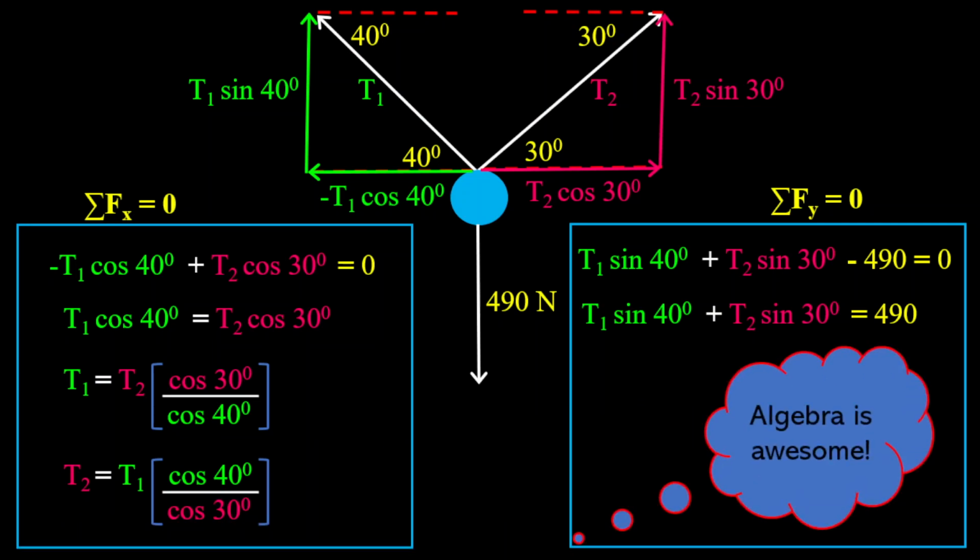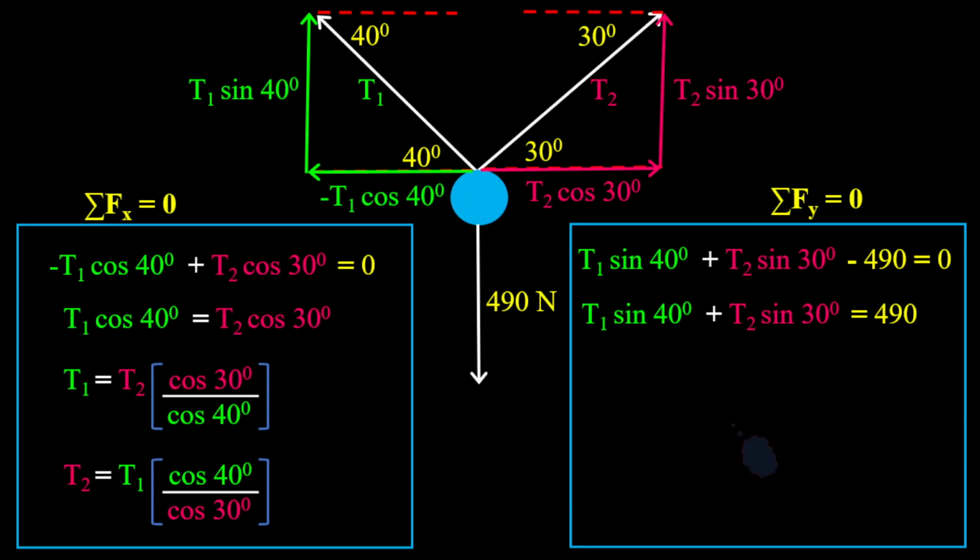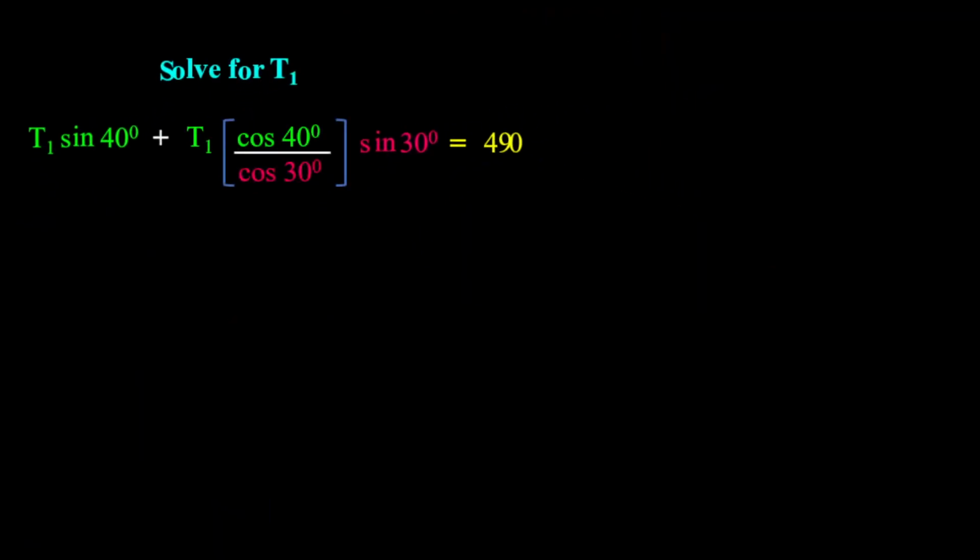What we're going to do next is something that is very important. We're going to solve for one thing. What we can do is substitute T2 into this equation, so let's do that real quickly. By substituting in this equation, we now have T1 sine 40 degrees plus T1 multiplied by cos 40 degrees divided by cos 30 degrees multiplied by sine 30 degrees equal to 490.